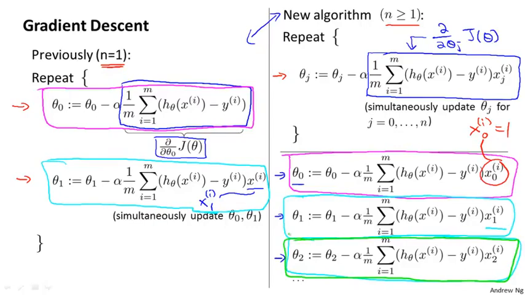There's a lot going on in this slide, so I definitely encourage you, if you need to, to pause the video and look at all the math on the slide slowly to make sure you understand everything that's going on here. But if you implement the algorithm written up here, then you will have a working implementation of linear regression with multiple features.